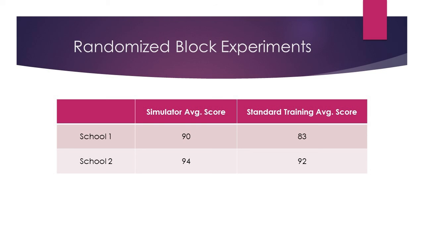The first school's score using the simulator is also higher than the second school's, so the engineering group has a positive result and a negative result. Now they can either decide to do more testing or find schools that are similar to the first school and sell this flight simulator to those schools.